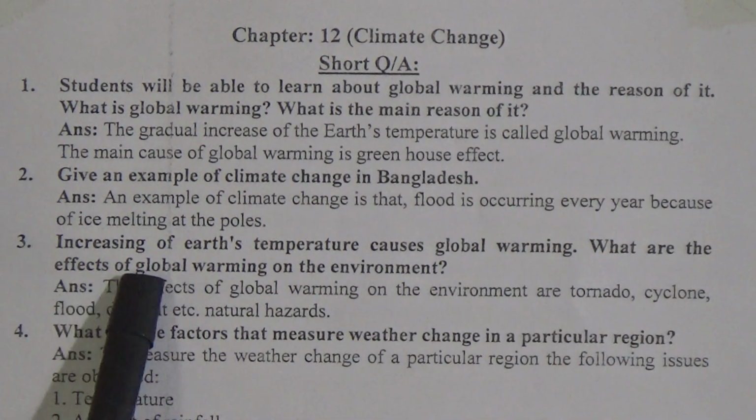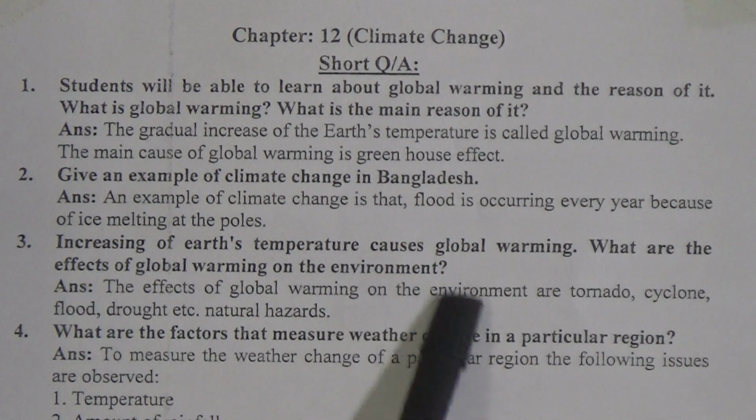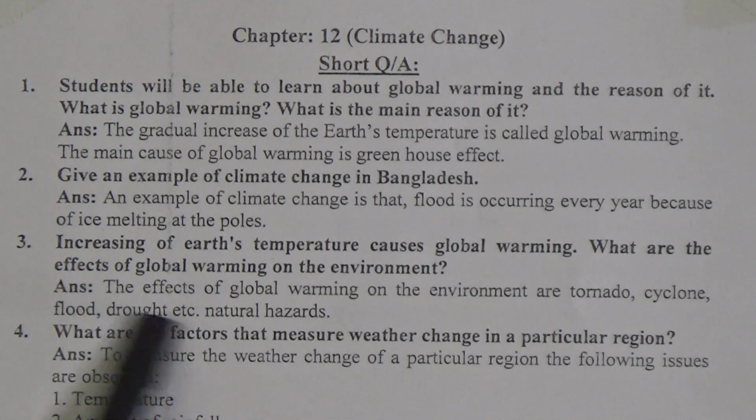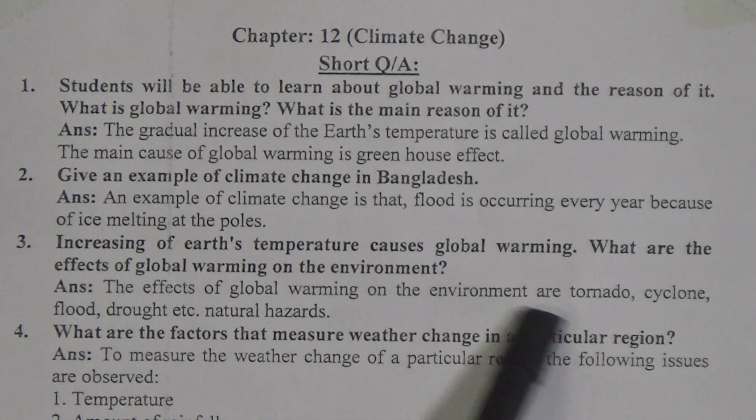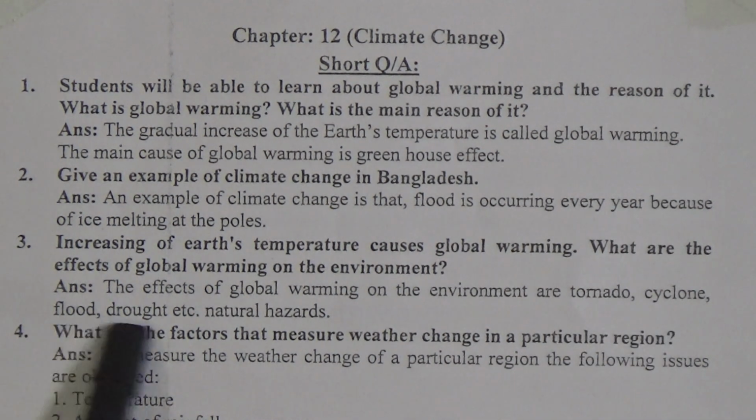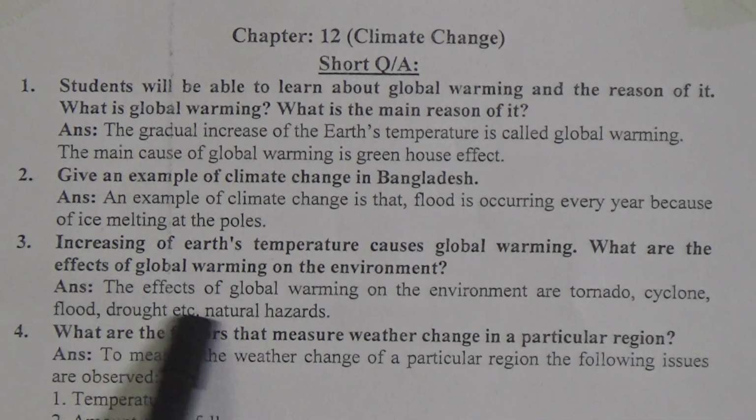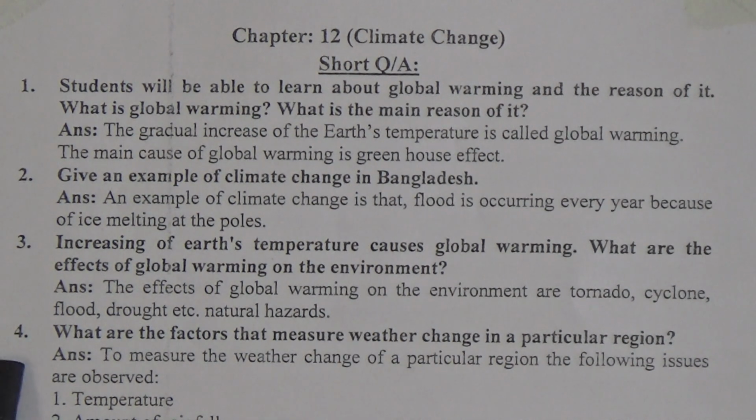What are the effects of global warming on the environment? The answer is the effects of global warming on the environment are tornadoes, cyclones, floods, drought, etc. natural hazards.